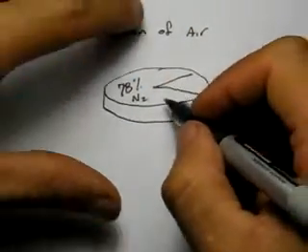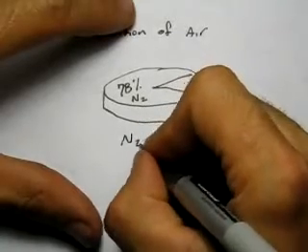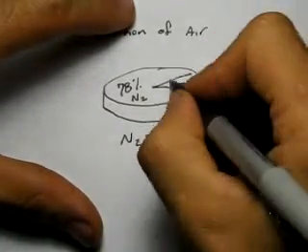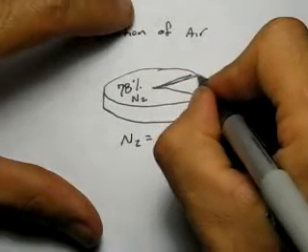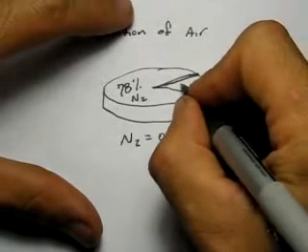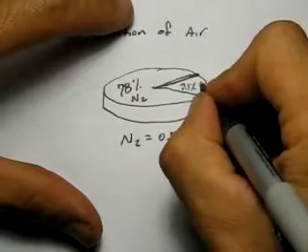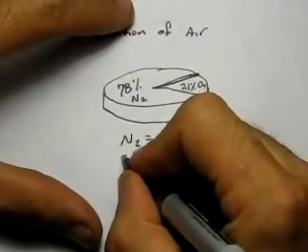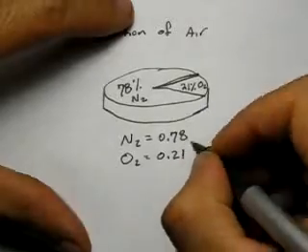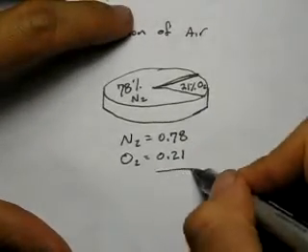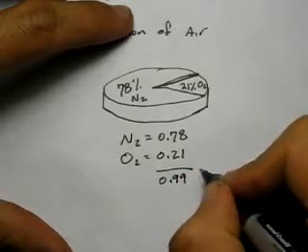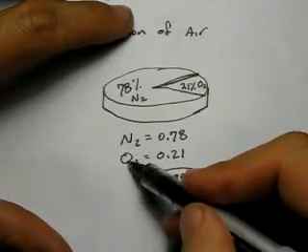N2. As a decimal, we could say that nitrogen is 0.78. There's a small sliver right here, and the remaining chunk right here is about 21%, and that's oxygen in the form of O2. So if we represented O2 as a decimal, we'd say 0.21. Now if we add that up, we can say that 0.99 is either nitrogen or oxygen.